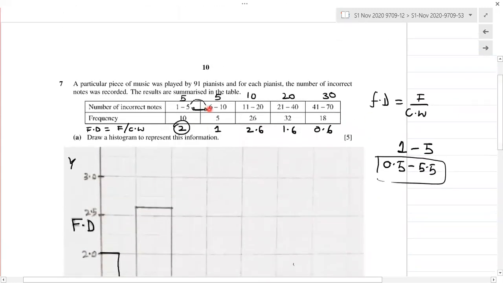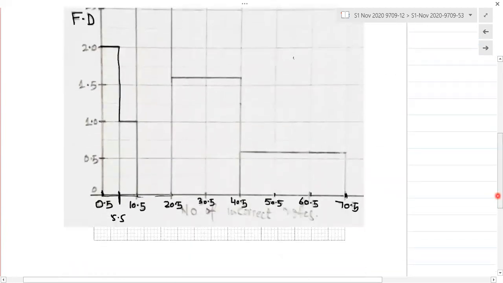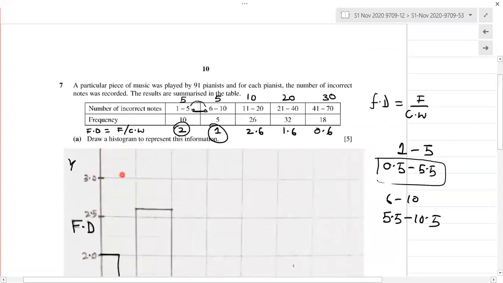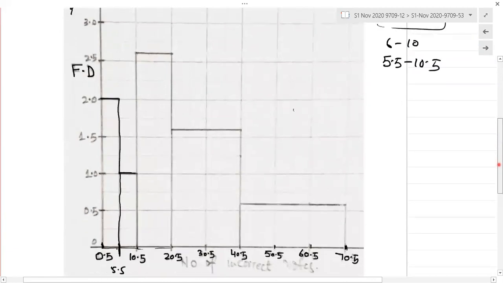The second one is also of a width of 5. This is from 6 to 10, so this is going to be from 5.5 to 10.5. This is going to have a frequency density of 1. So 5.5 to 10.5 with a frequency density of 1, which can be seen right over here. And similarly, we do the same for the rest of them, and we get a histogram looking like this.